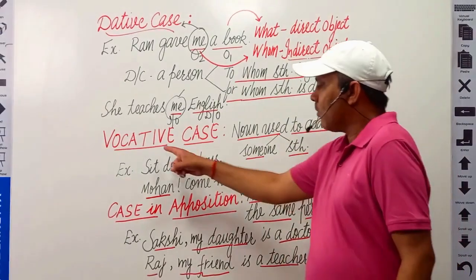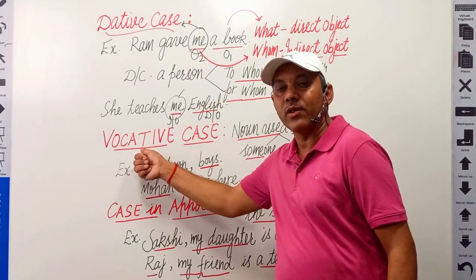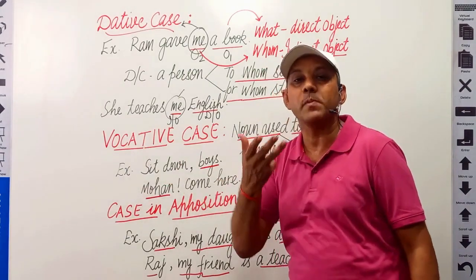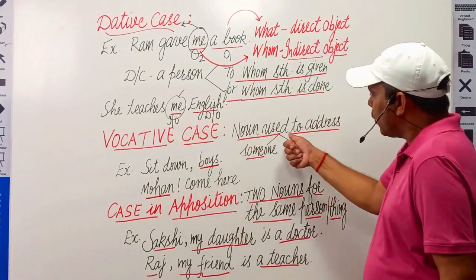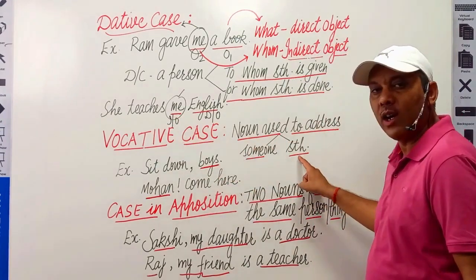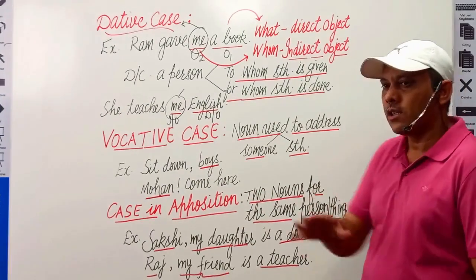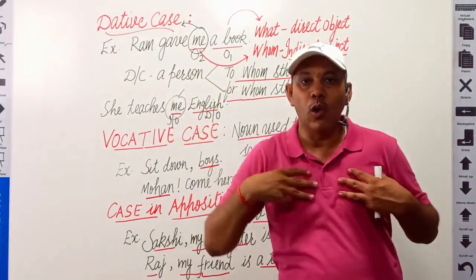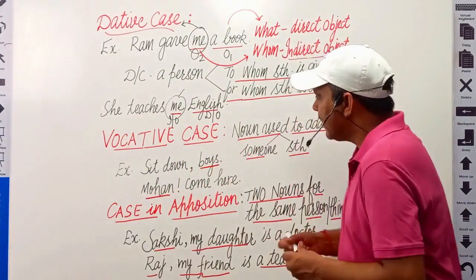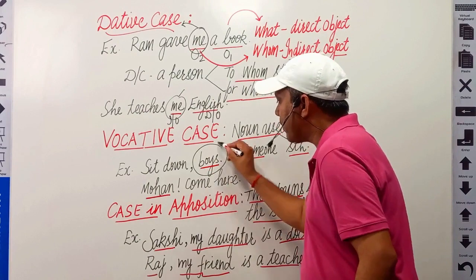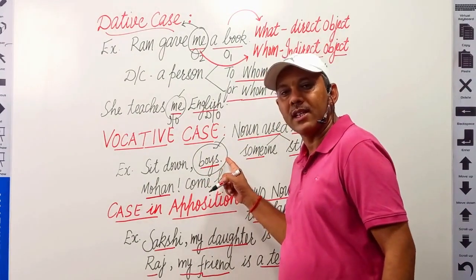The next one is vocative case. It is very much clear from the word itself. Vocal means to speak, to address. A noun when used to address someone or something in a sentence. For example, sit down boys. Whom am I addressing? I am addressing boys. This is the vocative case of noun in this sentence.